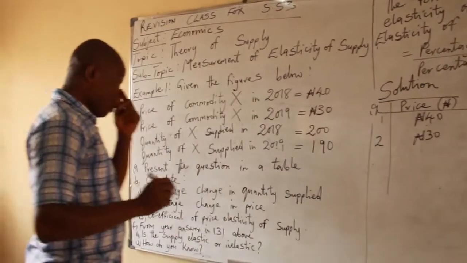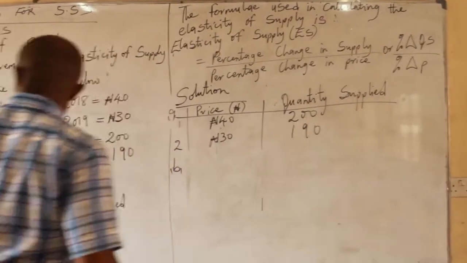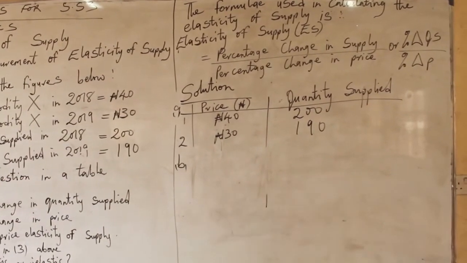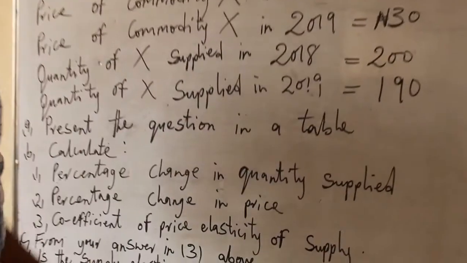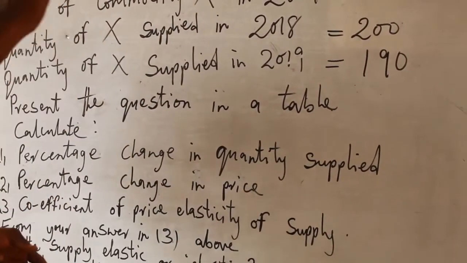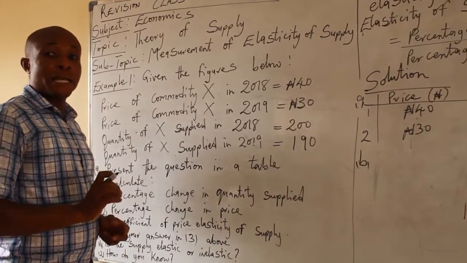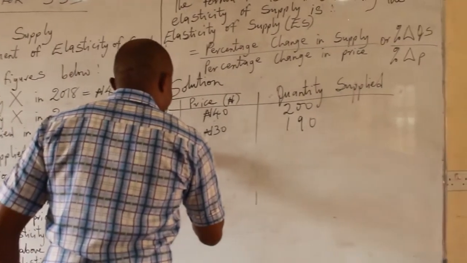Now, B, where we are asked to calculate the percentage change in quantity supplied. For us to calculate this percentage change in quantity supplied, we are now going to know the change in supply divided by the old supply times 100 over 1. This is what I mean.